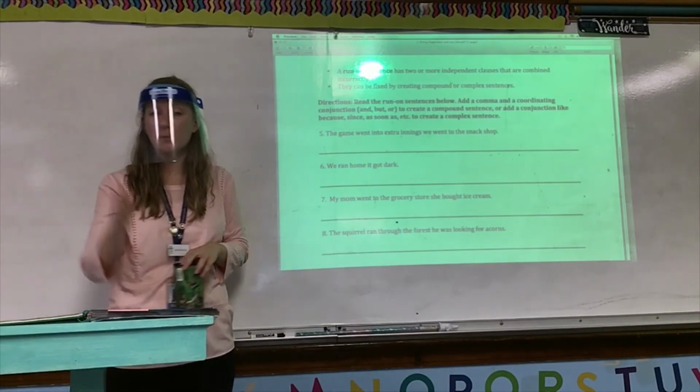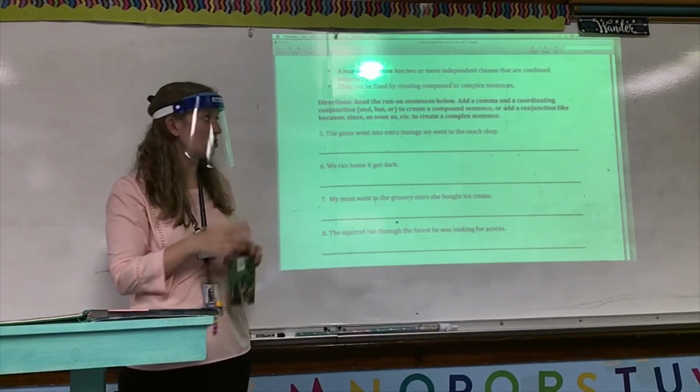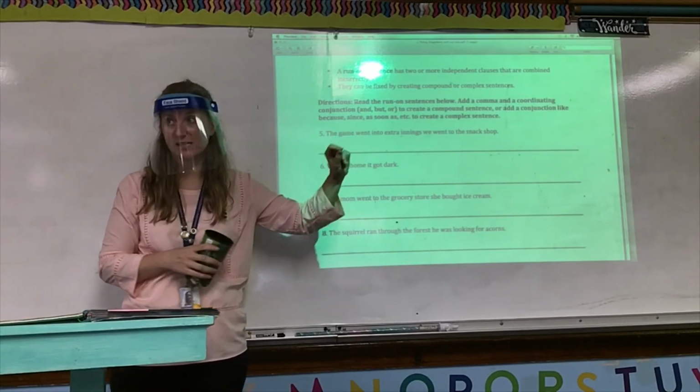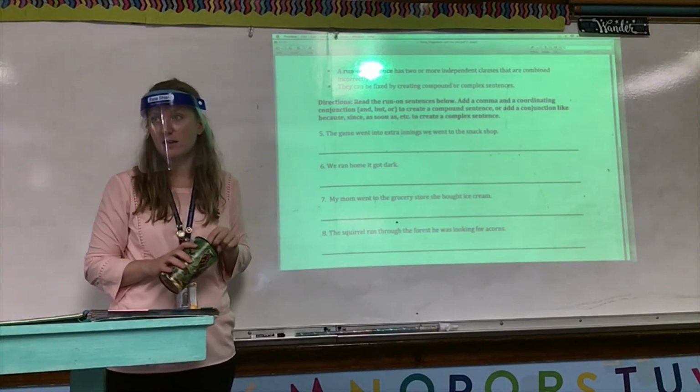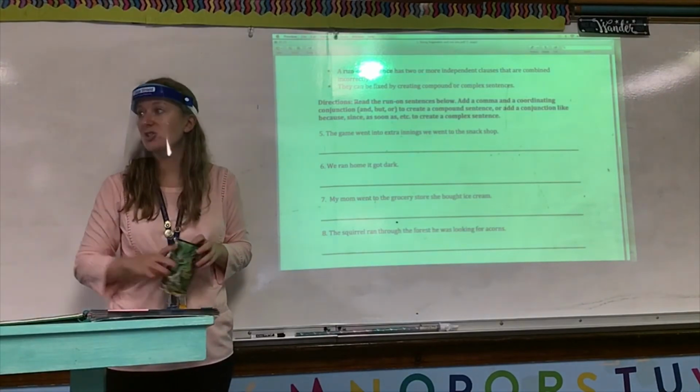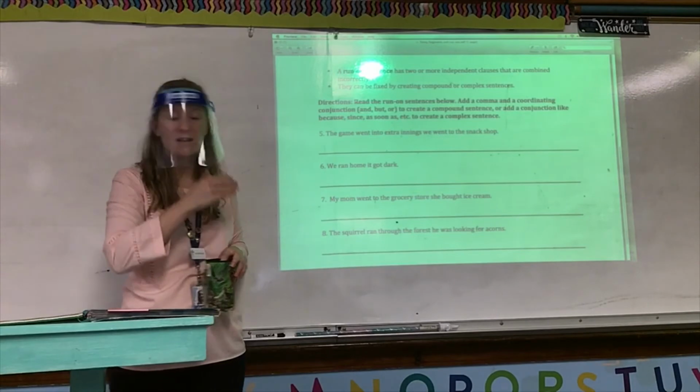Remember, you're not going to put the connecting word, the conjunction like because, since, or as soon as, the one that is not and, but, or, first. So are you going to need a comma if you make a complex sentence? No, because you're going to put the independent clause first every time.